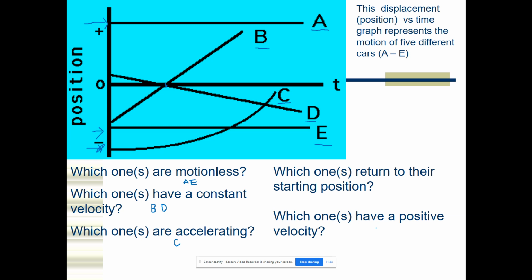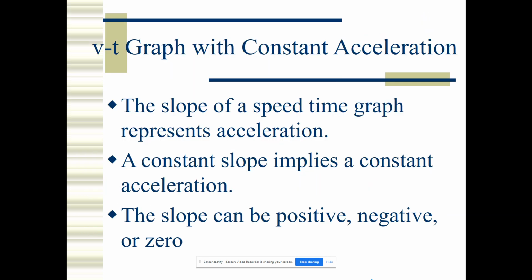Which ones have a positive velocity? It looks like B is pointing upward with a positive velocity, and C is also pointing upward with a positive velocity. Now, B started in a negative area, but its positive velocity put them in a positive area, and the same thing with C. It was going towards the positive position, but because it's pointing upward, they both have positive velocities. Okay, the next graph is the velocity versus time graph.